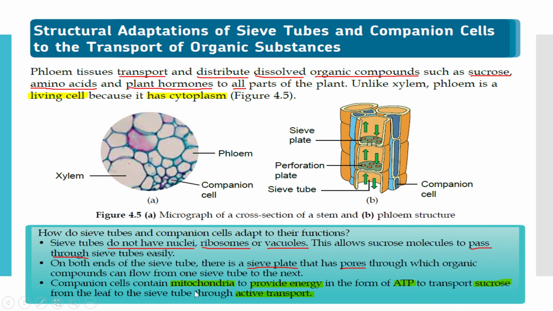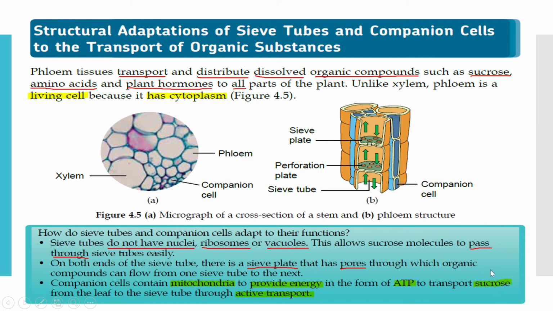Okay, and the companion cells, the good friend of the sieve tube, accompany the sieve tube. So what is their function? These companion cells are very special in that they contain mitochondria. They provide energy. Mitochondria is the site of cellular respiration. Hopefully you still remember the function of this cell component. It is also known as the powerhouse because it is the place where cellular respiration happens. And you know cellular respiration generates energy in the form of ATP.